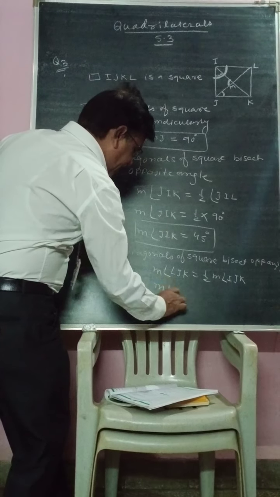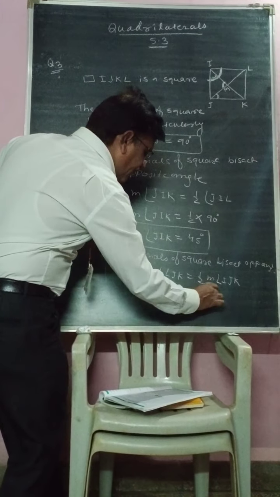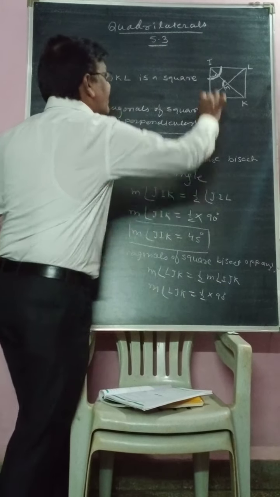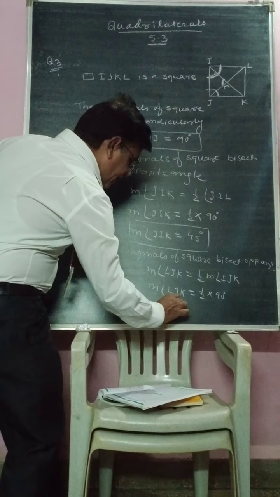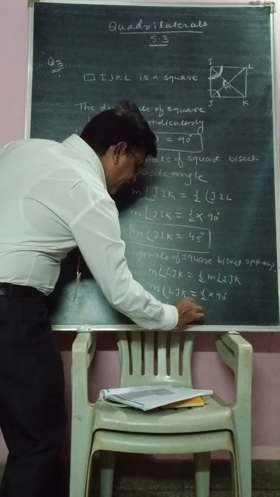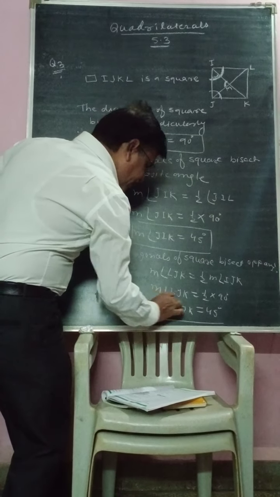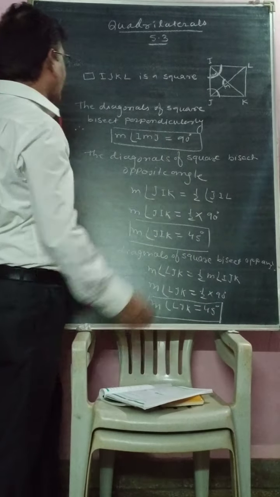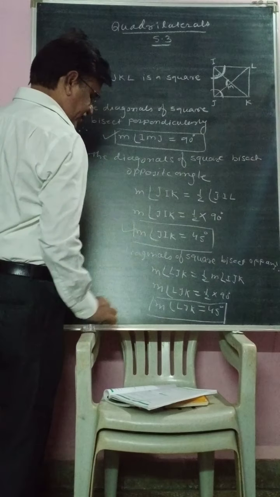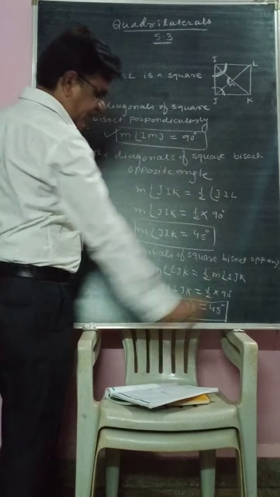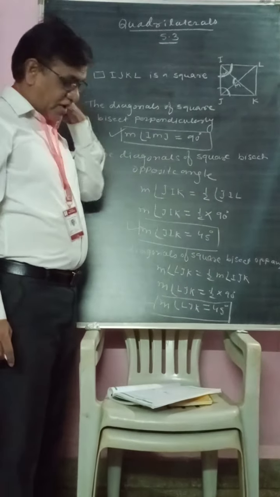So the measure of angle LJK is equal to half of 90 degrees, because this is also 90 degrees. Therefore the measure of angle LJK is equal to 45 degrees. In this way you can find these three angles: the first angle is IMJ, the second angle is JIK, and the third angle is LJK, by using the properties of a square.